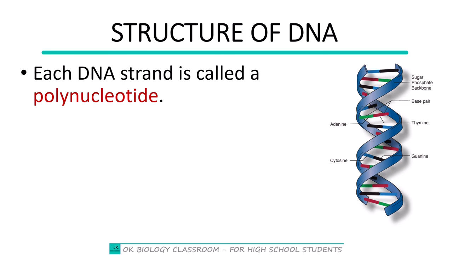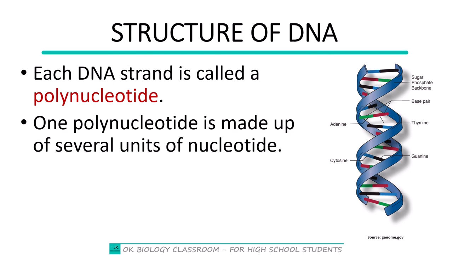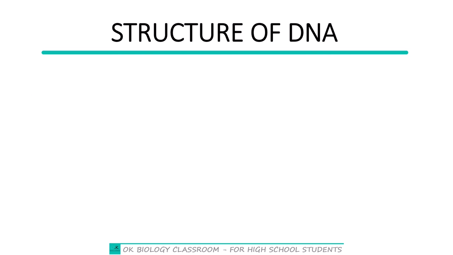So once we have come to understand that each strand is a polynucleotide, it means that the building block of the polynucleotide, and for that matter the building block of the whole DNA, is the nucleotide, because many nucleotides are joined to form the polynucleotide, and having two polynucleotides would give you the full DNA. So we would also have to look at the structure of the nucleotide, and that is essential in our discussion for today. So how is the nucleotide like?